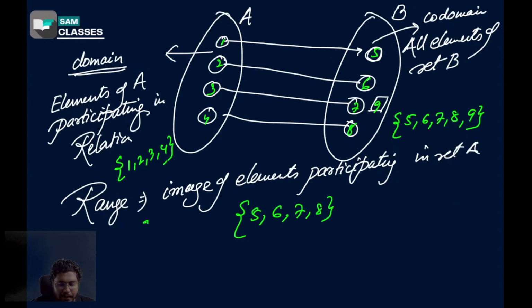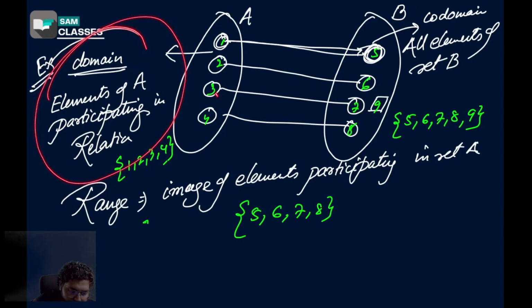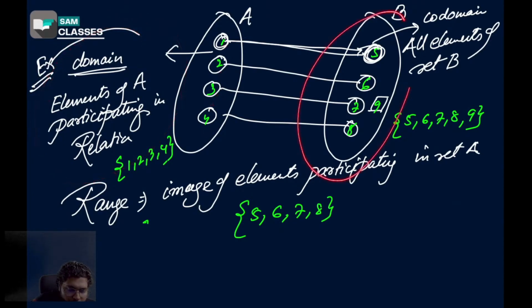So here I have written the same thing. Whenever we do a mapping, whenever we associate this to this, we say 5 is the image of 1 and 1 is the pre-image of 5. This is also important. Whenever you do a relation from A to B, draw this example and write down: domain is the elements of A which are participating in the relation, so 1, 2, 3, 4. Codomain is all of set B. And range is the elements of set B which are participating in the relation.